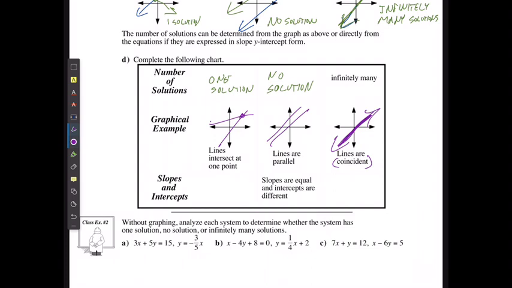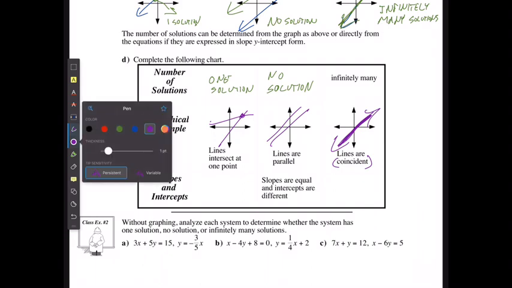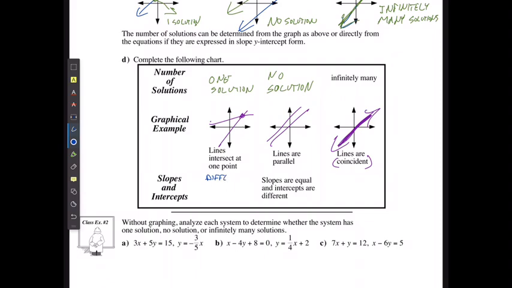What are the requirements for this? Well, in order for it to have only one solution, the only requirement is it needs to have different slopes. It doesn't matter what the slopes are; if it has different slopes, it's going to cross once and never touch again. For no solution, they have equal slopes but different intercepts. For infinitely many solutions, they have to have the same slope and the same intercepts, which means that they are equivalent equations.